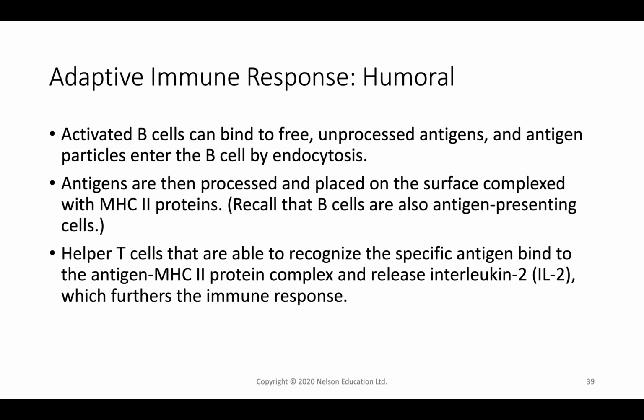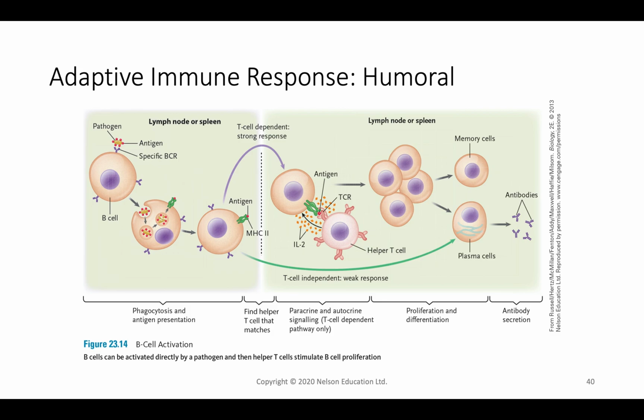So remember, the B cells also antigen present. They take what they've ingested, they break it down into small components, and they present it on the outside of their cell, again giving the bloodhounds the sense of whatever the foreign invader is that they're trying to attack. Helper T cells are able to recognize a specific antigen that's bound to that complex and then cause the release of interleukin-2 or IL-2, which, as we know previously, is going to increase the immune response as well. So this is what B cell activation looks like.